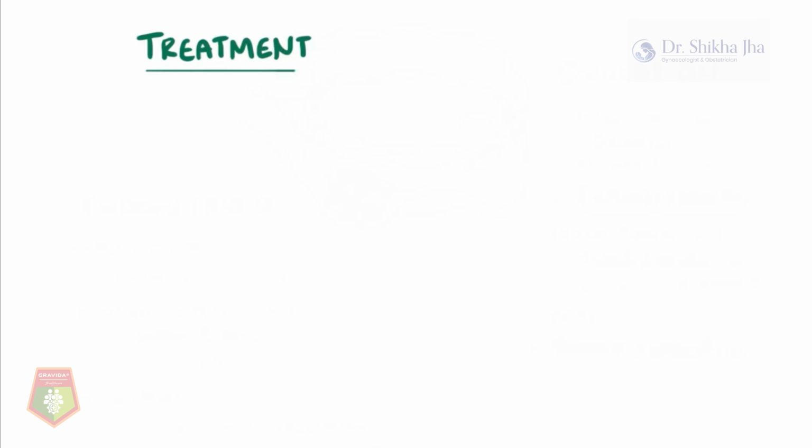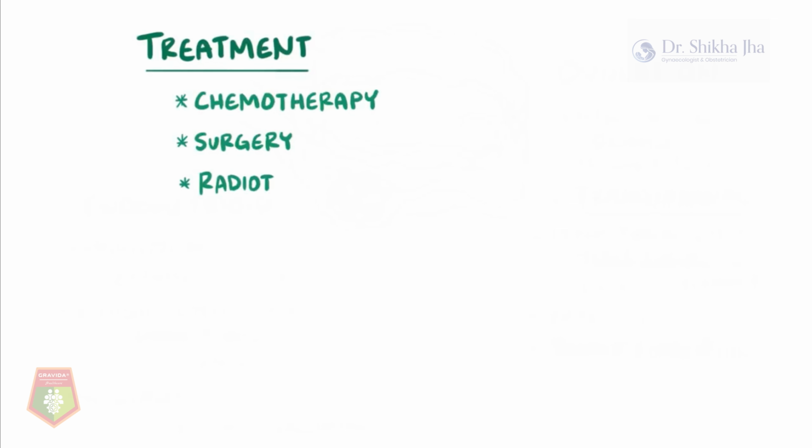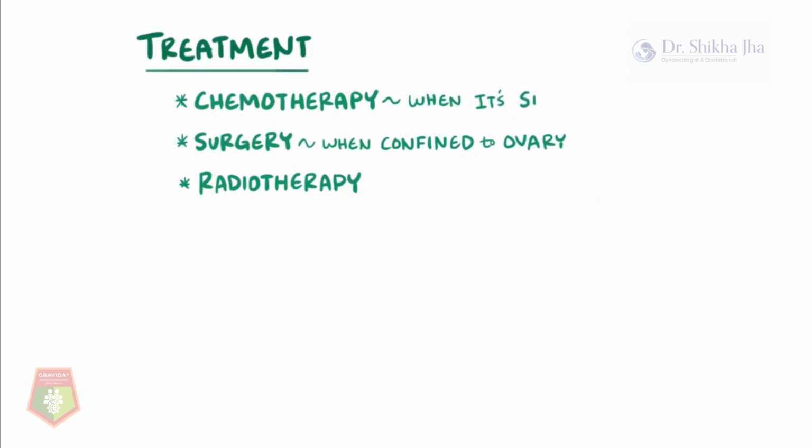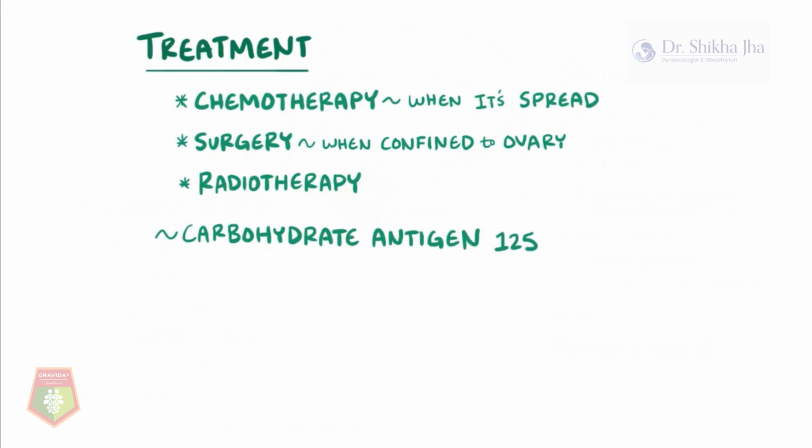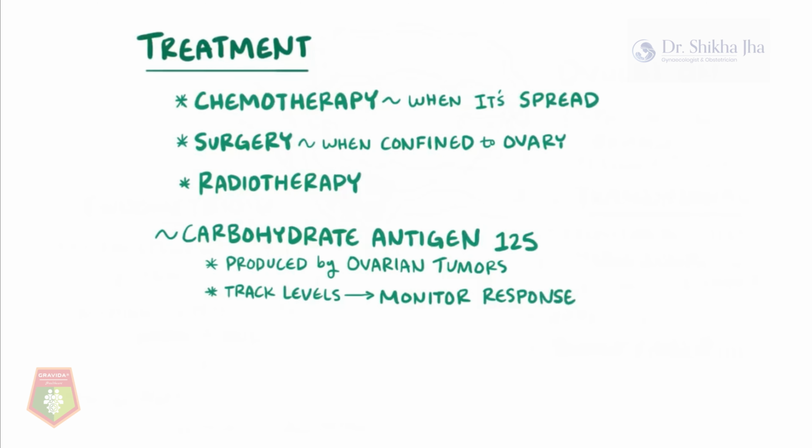Treatment of ovarian cancer typically involves chemotherapy, surgery, and sometimes radiotherapy. Surgery might be enough for malignant tumors confined to the ovary, whereas chemotherapy might be needed for diseases that spread. Carbohydrate antigen 125, called CA125, is a protein produced by various types of ovarian tumors, so tracking levels of this biomarker in the blood can help monitor response to therapy and potential relapse.